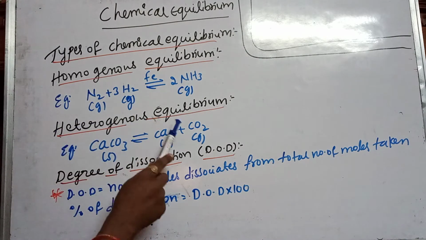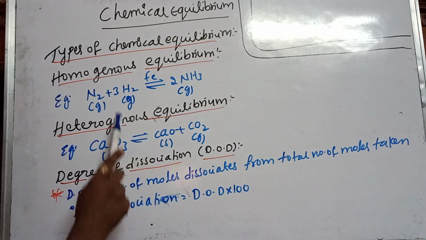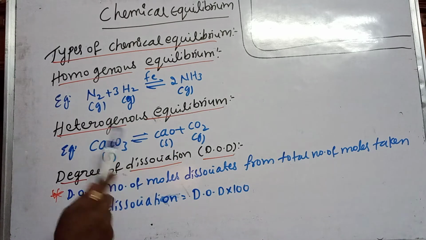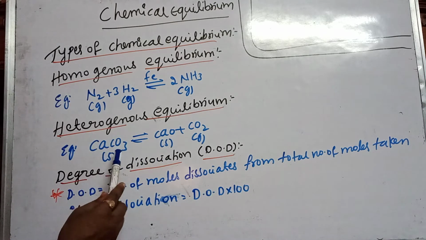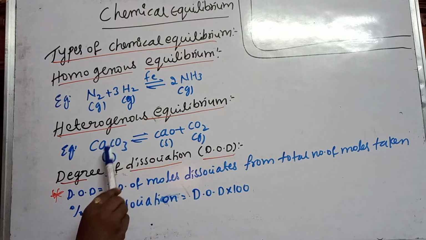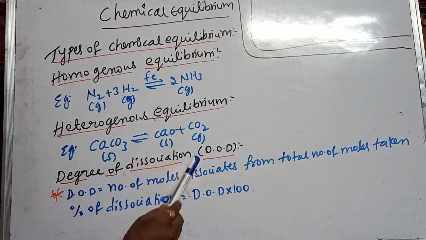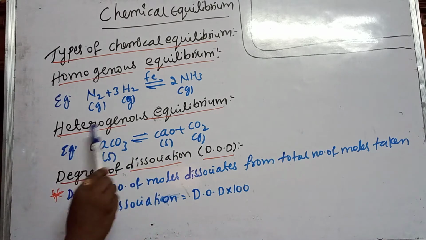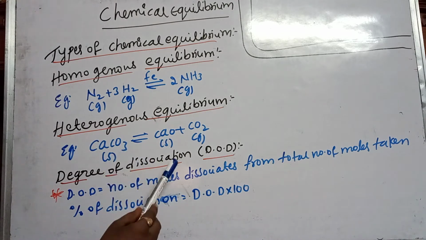Then heterogeneous equilibrium. Heterogeneous is opposite to homo. Homo means same, hetero means different. The equilibrium in which reactants and products are present in different phases is called heterogeneous equilibrium. Different phases means different physical states.